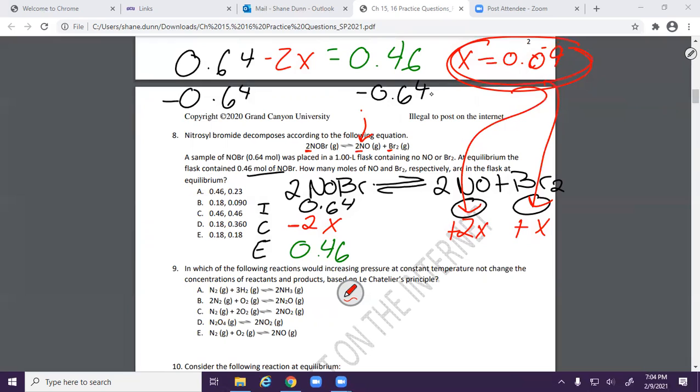What's 0 plus 0? 0. Yeah, blah, blah. What's this going to be right here? 0.09. Good. Plug that in. Plug the x value in for 2x. What do you get? There you go. You figured out your concentrations at equilibrium. Now, which answer has those values in there? B. Does that make sense?